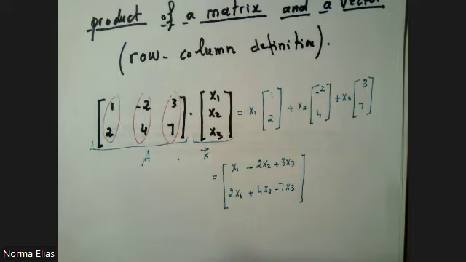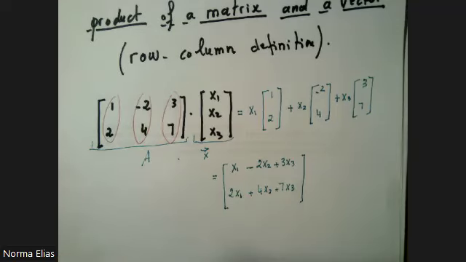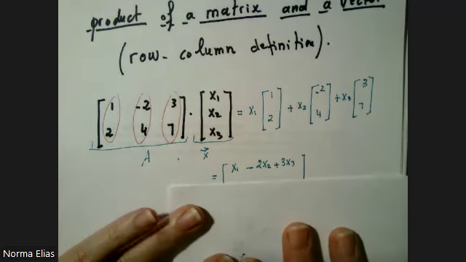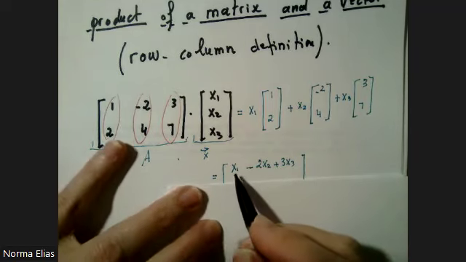Am I doing anything different? I'm just following the definition before. And now I'm going to look at this in the following way. I'm going to hide a little bit the second row here, and I'm going to analyze the first row. How did we get the first row?